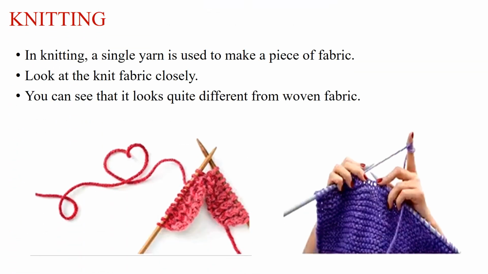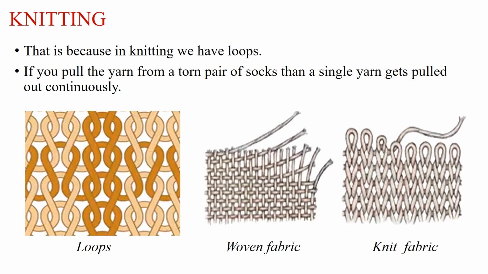Another way of making fabric from fiber is by knitting. In knitting, we use a single yarn and keep twisting it around. It means a single yarn is used to make a piece of fabric. Look at the knit fabric closely. You can see that it looks quite different from woven fabrics. That is because in knitting we have loops.